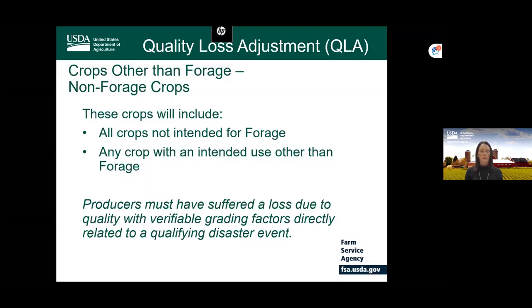So now we'll get into more detail on non-forage crops. These crops will include all crops not intended for forage, or any crop with an intended use other than forage. Producers must have suffered a loss due to quality, with verifiable grading factors directly related to that qualifying disaster event.